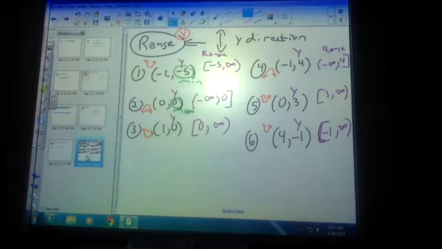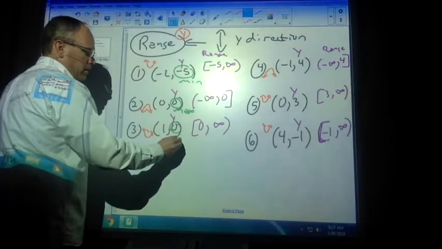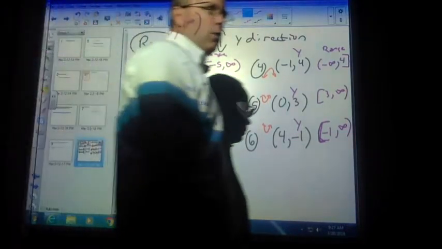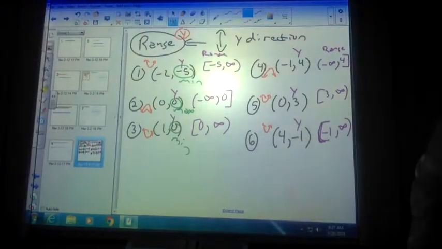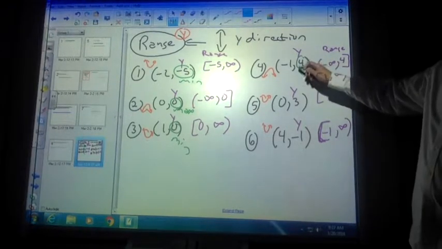So, number 3, the parabola opens up. So is the vertex the highest point or lowest point? Lowest point. So this is a min. That 0 is a min. Number 4, parabola opens down. Is the vertex at the highest or the lowest point? Highest point. So this is a max.